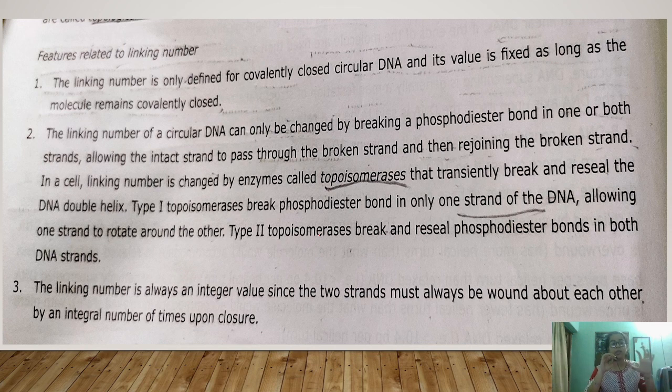Linking number is mainly defined in covalently closed circular DNA, which has a fixed molecule present. And how can we change the linking number? We can change the linking number by breaking the phosphodiester bond present in the DNA strands. We have already discussed what a phosphodiester bond is and what the structure of DNA is, in the first part of the video.